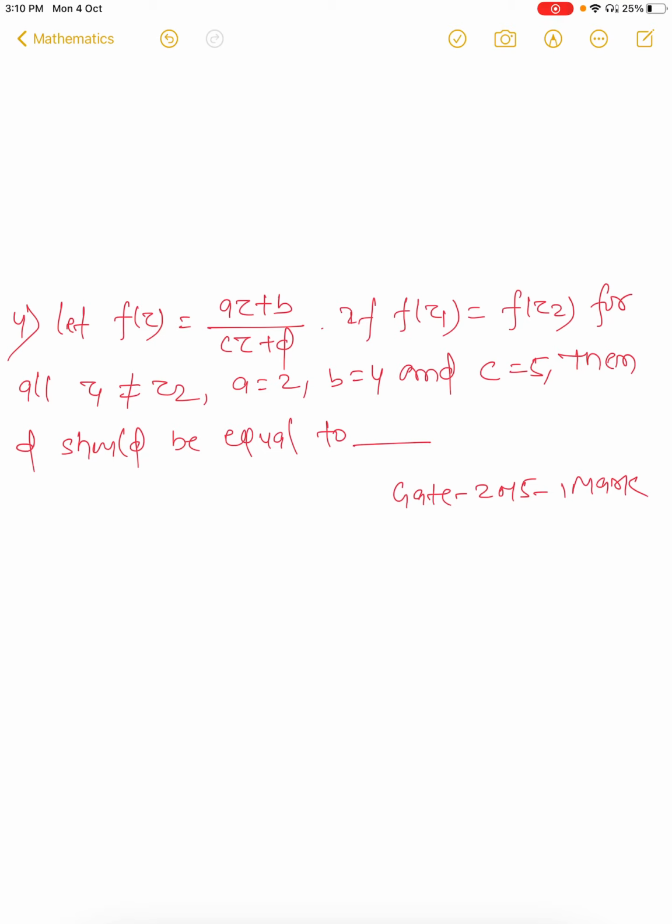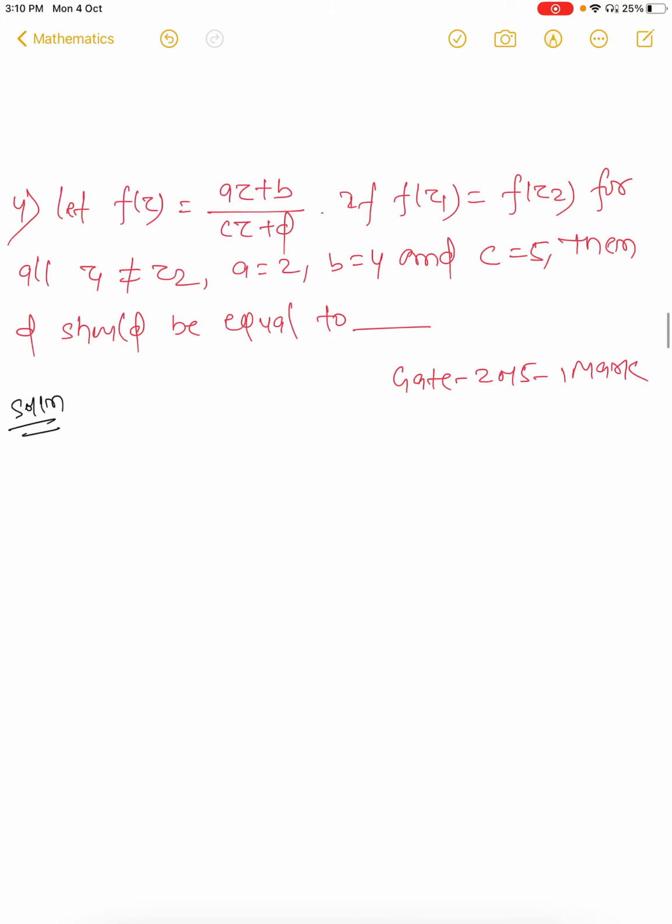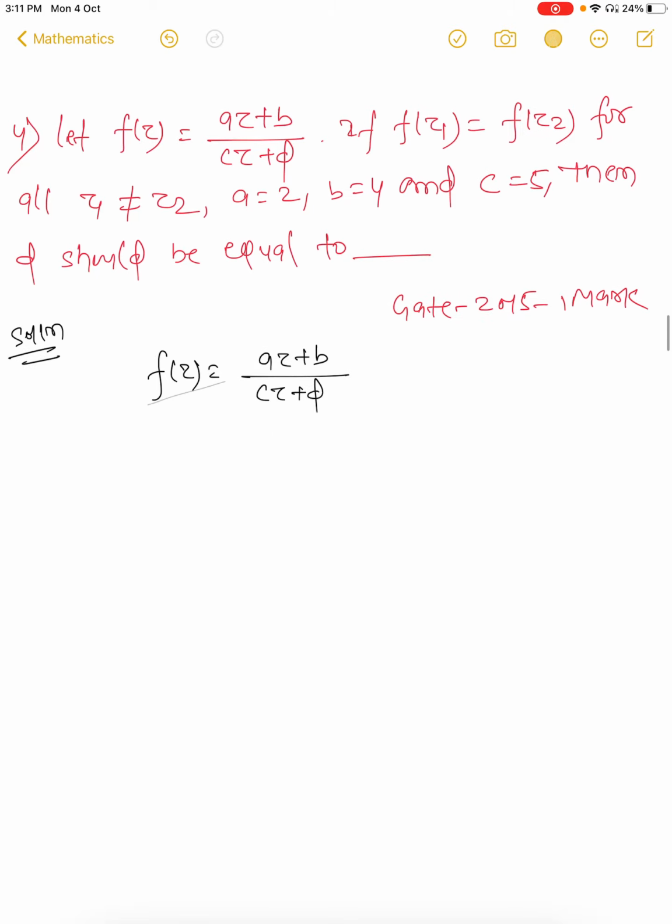Let f(z) equal (az plus b) upon (cz plus d). If f(z1) equals f(z2) for all z1 not equal to z2, a equals 2, b equals 4, c equals 5, then d should be equal to what? We have to find the solution. f(z) is given already.